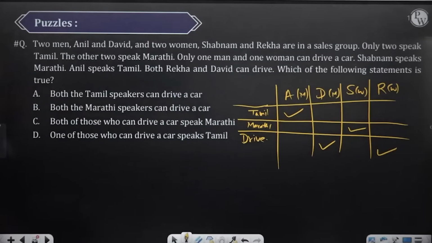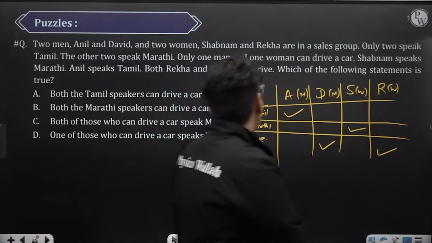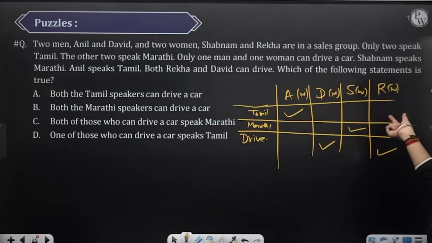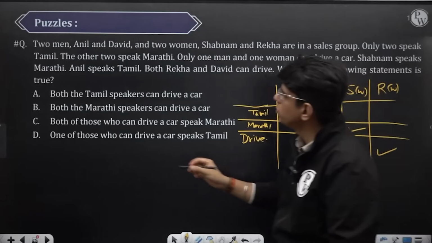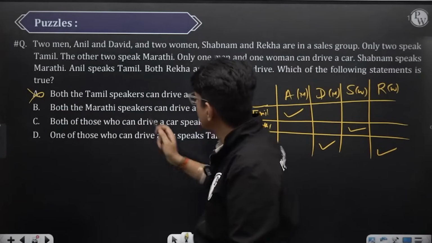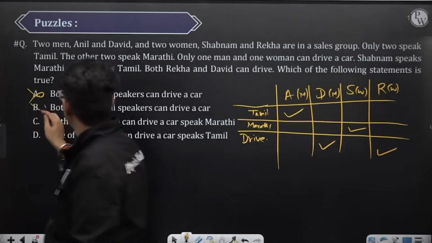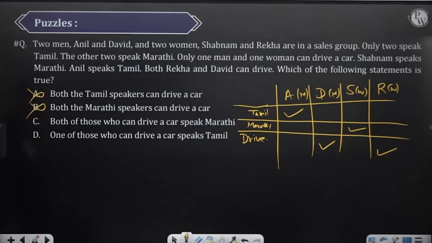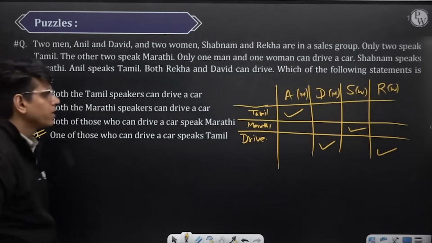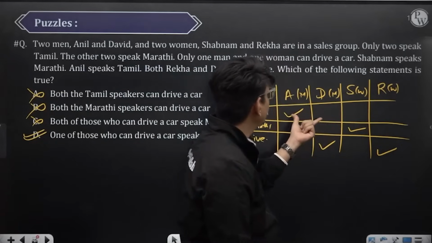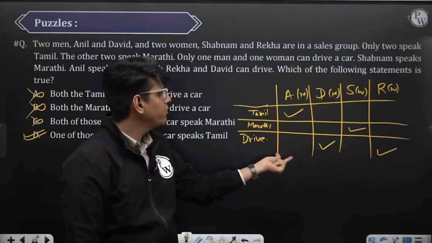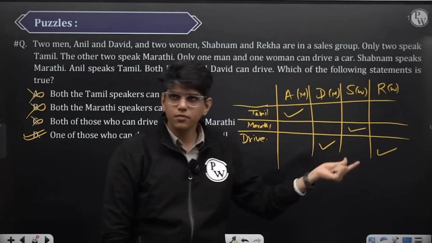Both the Tamil speakers can drive. Now we are left with one Tamil and one Marathi speaker, and both drive, right? So this is wrong. Both the Tamil speakers cannot drive. Both the Marathi speakers can drive. Again, wrong. Both of those who can drive a car speak Marathi. Again, wrong. One of those who can drive a car speaks Tamil. This is for sure. We don't know which one, but we know one will speak Tamil because there are two people speaking Tamil. One is Anil, he doesn't drive, so the other person has to drive, right?